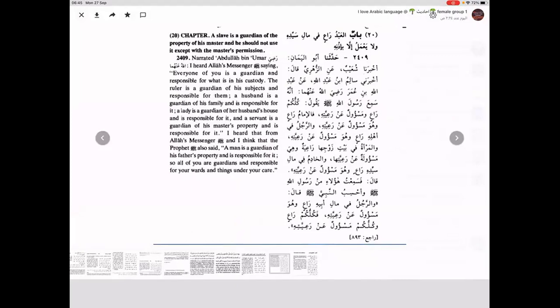Narrated Abdullah bin Umar, may Allah be pleased with him: I heard Allah's Messenger, peace be upon him, saying, every one of you is a guardian and responsible for what is in his custody. The ruler is a guardian of his subjects and responsible for them. A husband is a guardian of his family and is responsible for it. A lady is a guardian of her husband's house and is responsible for it. And a servant is a guardian of his master's property and is responsible for it. I think the Prophet also said, a man is a guardian of his father's property and is responsible for it. So all of you are guardians and responsible for your wards and things under your care.